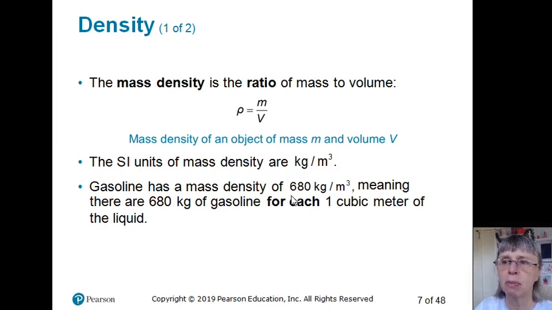So for example, gasoline has a density of 680 kilograms per cubic meter. That means if you were to get a container that was exactly 1 cubic meter, poured it full of gasoline, the gasoline would weigh 680 kilograms.